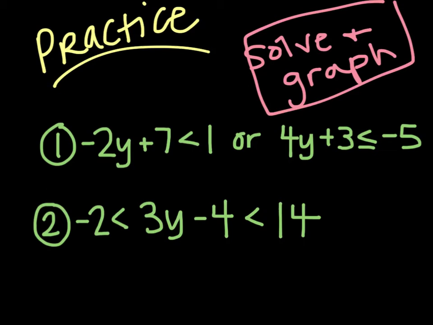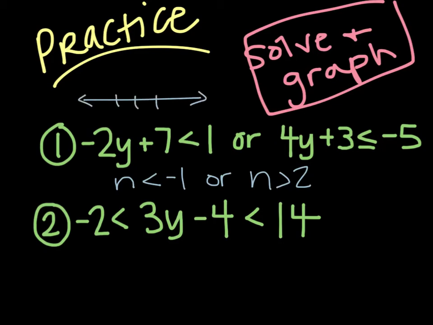Okay, I'm going to try and squeeze the answers in here. Hopefully it works because it's a little messy. But number 1, you will have an answer of n is less than negative 1, or n is greater than 2. And then when we graph it, okay, open circle at negative 1 to the left, open circle at 2 to the right.